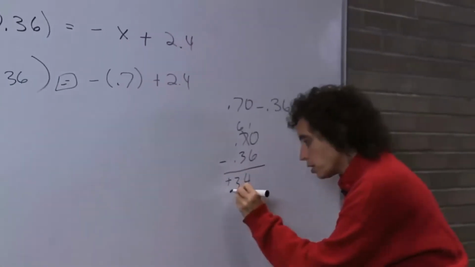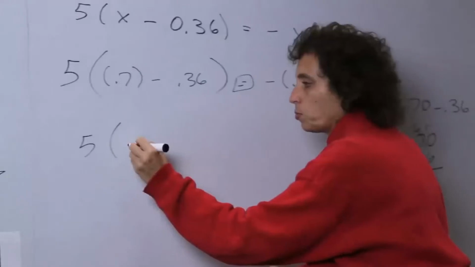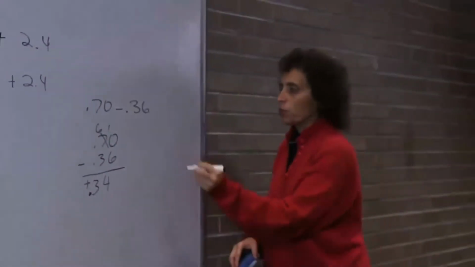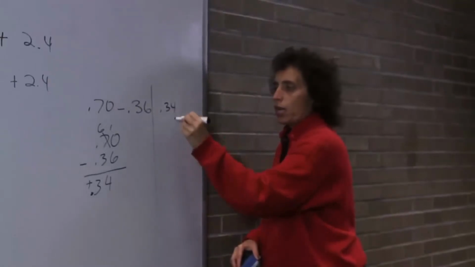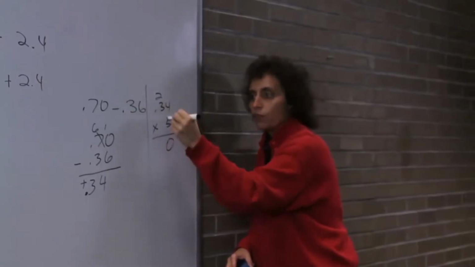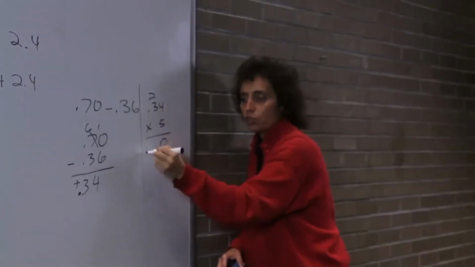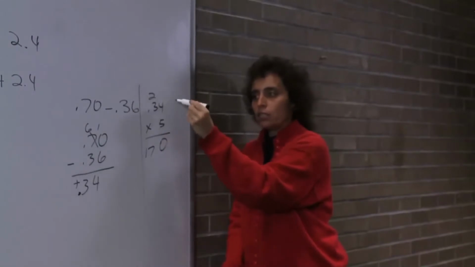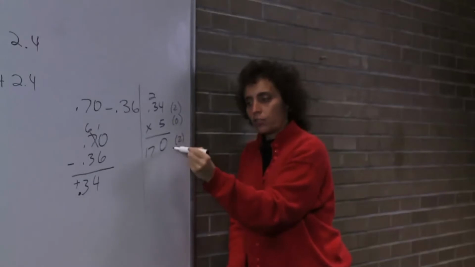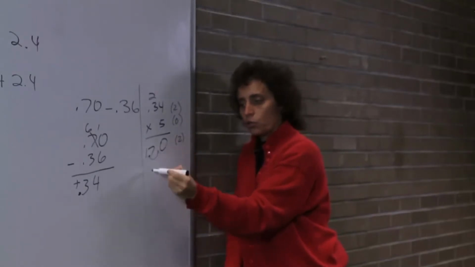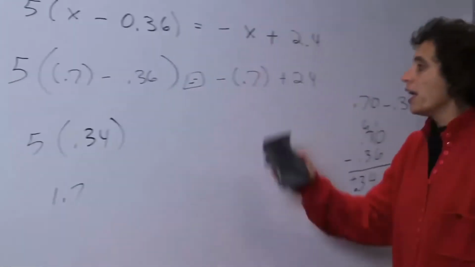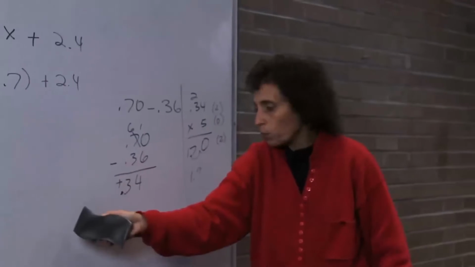There's your point. Okay, so this is 0.34. Now we're going to multiply that whole side. I'm going to take 0.34 and multiply it by 5. 5 times 4 is 20, carry the 2. 5 times 3 is 15, plus 2 is 17. Now remember the decimal deal? It's 2 decimal places here, no decimal places here, so I have to have 2 in my answer. So this is 1.7. If we did this right, this side will come out to be 1.7.